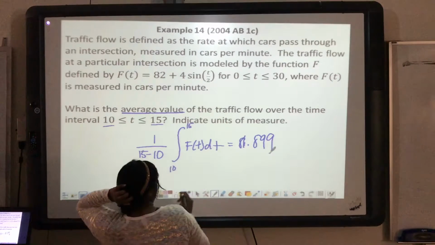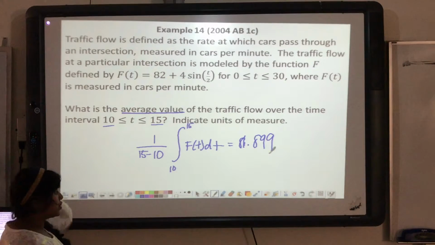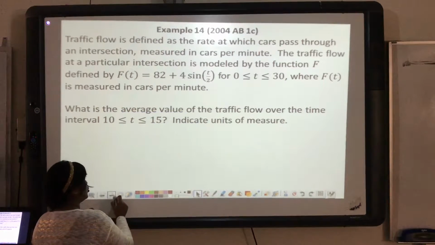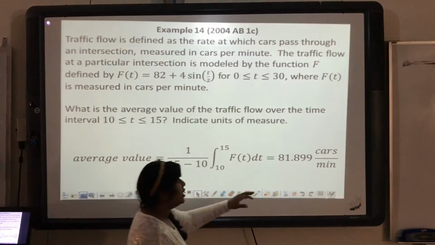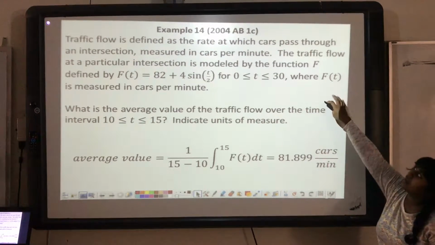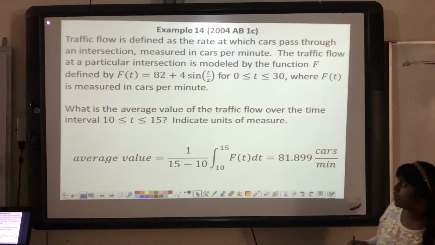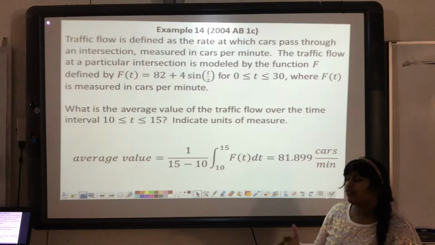So this becomes 81.899. But they don't just want us to finish there, they want us to indicate units of measure. So what would our units of measure actually be? It would be cars per minute, okay? Was that not the unit given above? Was that not what we were modeled? Absolutely it was. So this is our cars per minute, since this is average value.